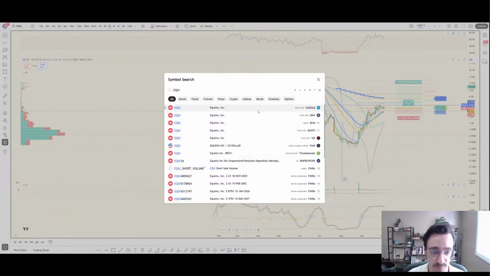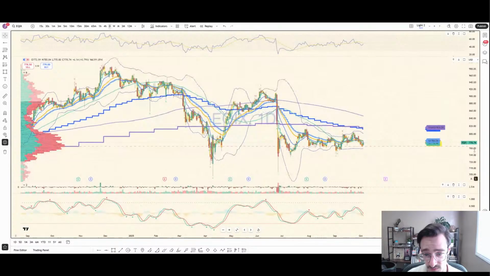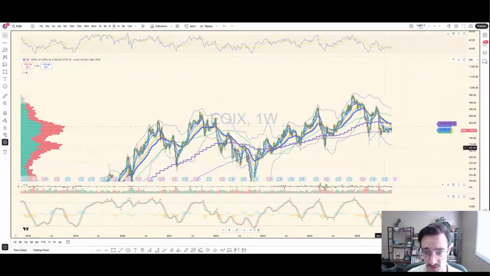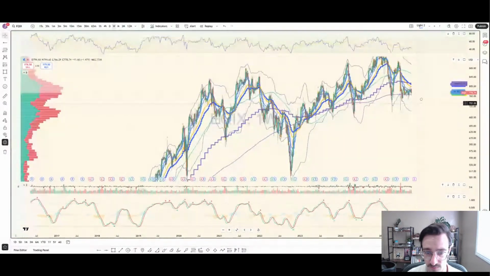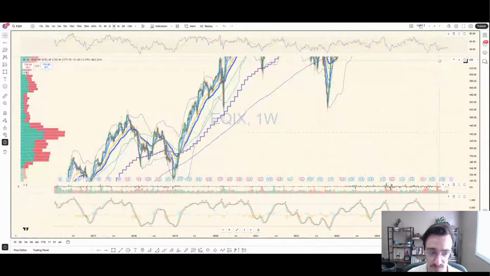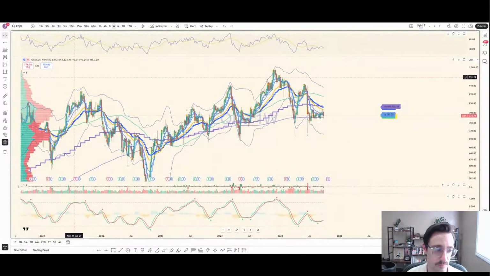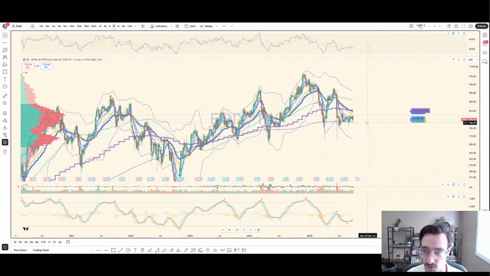EQIX, Equinix, however you say it. How do I feel about this? Bear flag of doom? Probably not. Probably accumulation over the weekly. Does it like to do that? Yeah. I think I like it. Not crazy about it. Long term, yeah, it's probably at a good buy spot. Looks slow and boring and too expensive for me, so I ain't buying this. What can I buy? 1/8 of a share? Come on now.